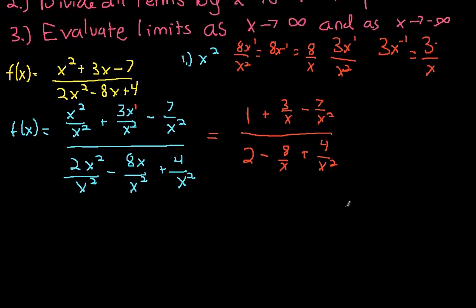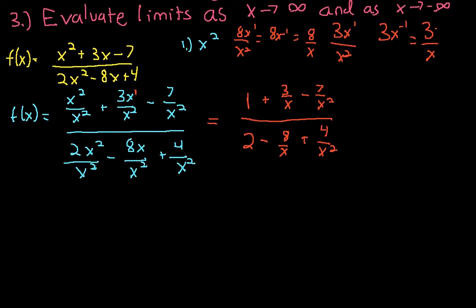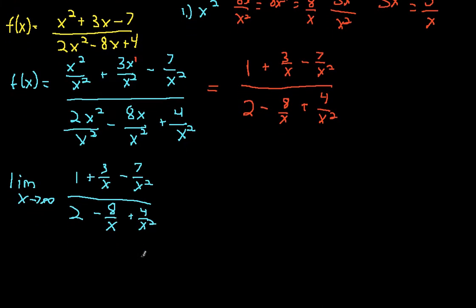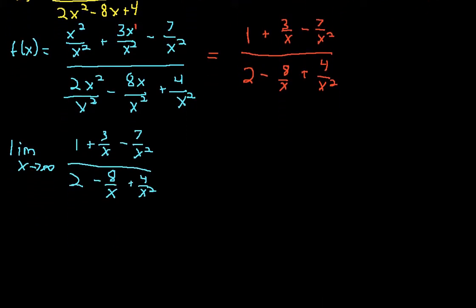Now we need to evaluate the limits as x approaches infinity and as x approaches negative infinity. So let's go ahead and set that up. The limit as x approaches infinity of 1 plus 3 over x minus 7 over x squared, over 2 minus 8 over x plus 4 over x squared. I'm going to show you how each of these terms disappears. I'm only going to do this once because then I'm going to tell you a shortcut, a way to simplify the math that you do.